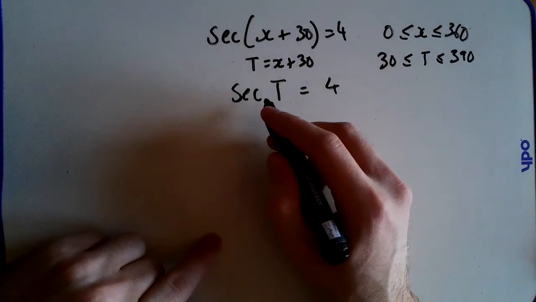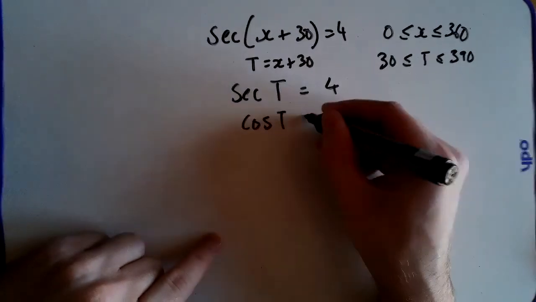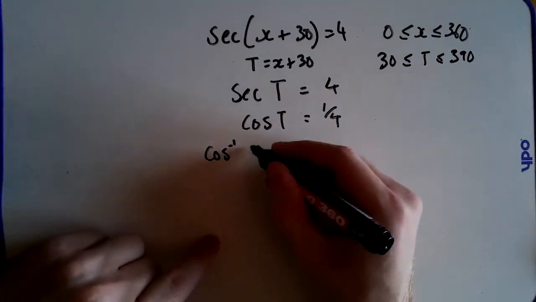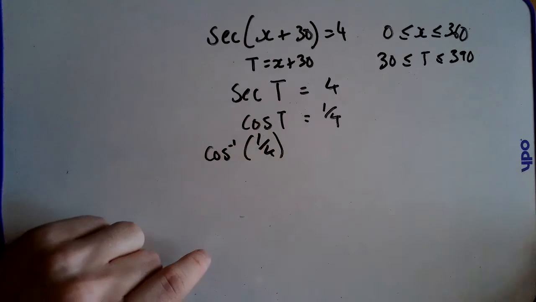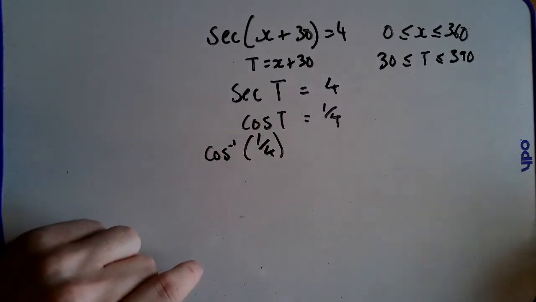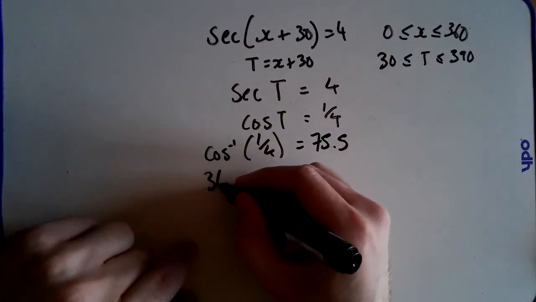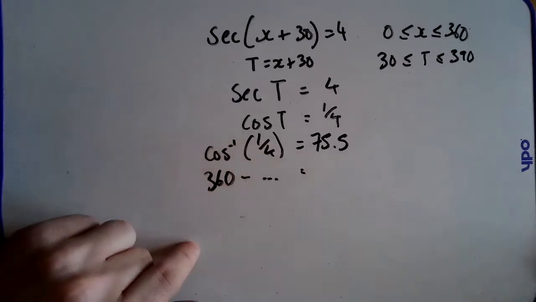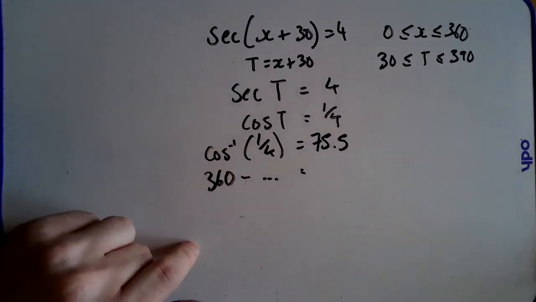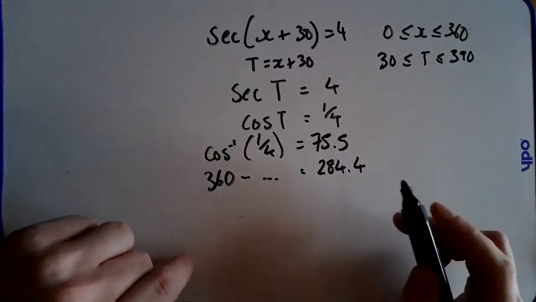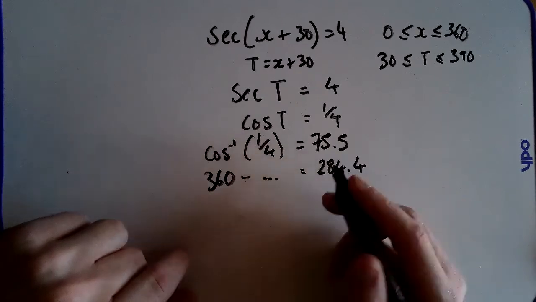Well, sec is the reciprocal of cos. So if I do the reciprocal, I get cos t is a quarter. So then I do inverse cos or arc cos of a quarter. Make sure you're in degrees. And you should get 75.5. And then it's cos, so we do 360 minus the answer, which is 284.4. Now, that's what t is.